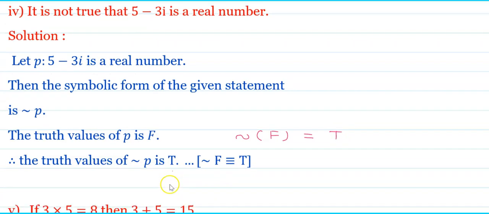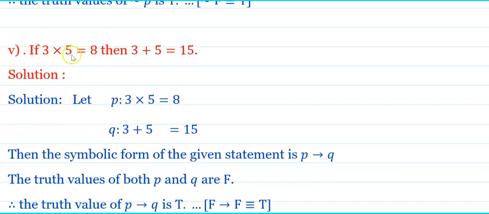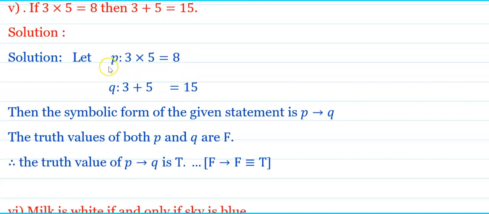Now the next. If 3 into 5 is 8, then 3 plus 5 is 15. Both are F and F. P is 3 into 5 is equal to 8. Q is 3 plus 5 is 15. Then the symbolic form of the given statement is P implies Q. The truth values of P and Q are F. The truth value of P implies Q is T, because F implies F is true.